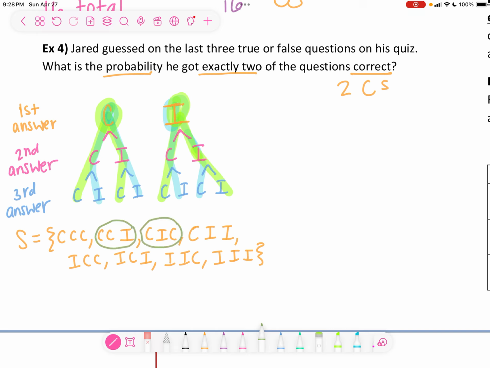The third one's got 2 C's. And then no for the fourth. The next one has 2 C's. And then we have only 1 C, 1 C, and no C's at all. So there's 3 options in the desired outcome.